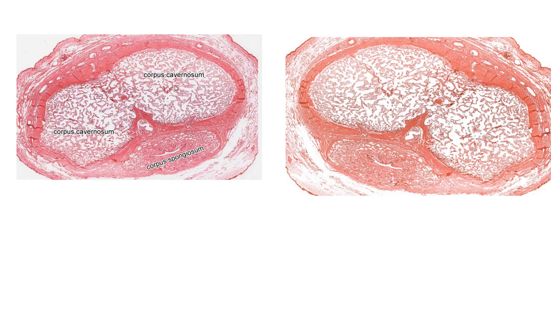All right, and lastly, we have a cross-section of the penis showing the erectile bodies. Remember, these are the corpus cavernosa and corpus spongiosum, they fill with blood, making the penis erect. And interestingly enough, if you look at a cross-section of it like this, it kind of looks like a face with the eyes and the mouth.